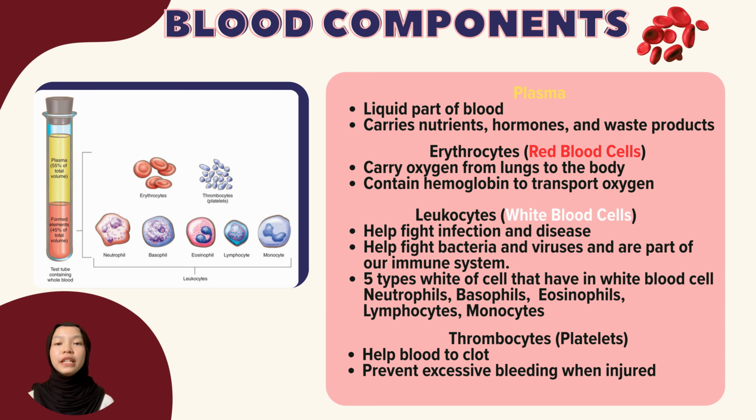The third component is leukocytes, which are white blood cells. These cells protect our body from infection. They help fight the bacteria and virus. It is also part of our immune system. White blood cells contain 5 types of cells, which are neutrophil, basophil, eosinophil, lymphocyte, and monocyte.